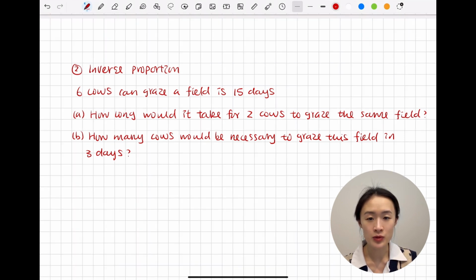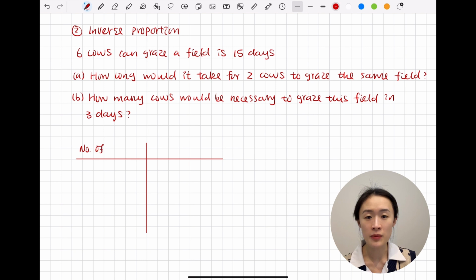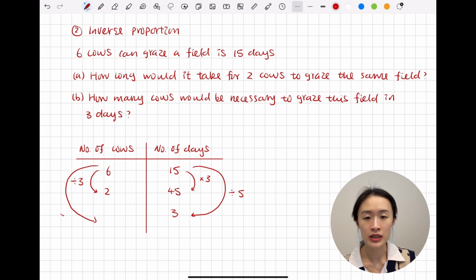So what we can do now as well, we can set up a table. One says number of cows, the other one says number of days. From the question, we know it takes 6 cows to graze a field in 15 days. If I reduce the number of cows from 6 to 2 by dividing by 3, that means I will need to multiply the number of days by 3, and that will give us 45 days. However, if we were to decrease the number of days from 15 to 3 by dividing by 5, then that means we have to increase the number of cows 5 times, and we need 30 cows in this case.